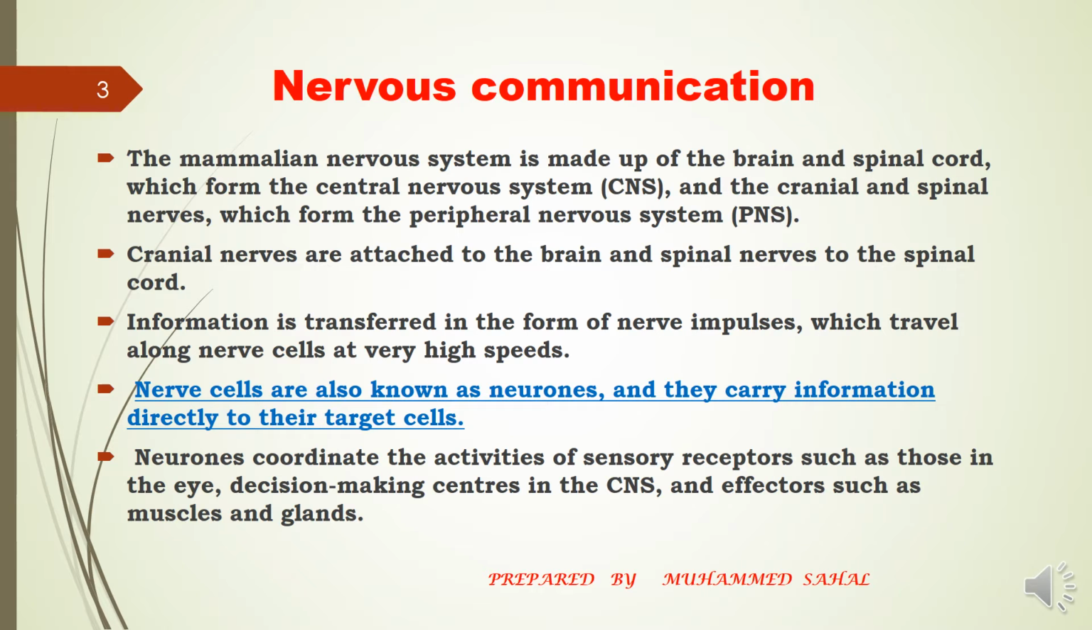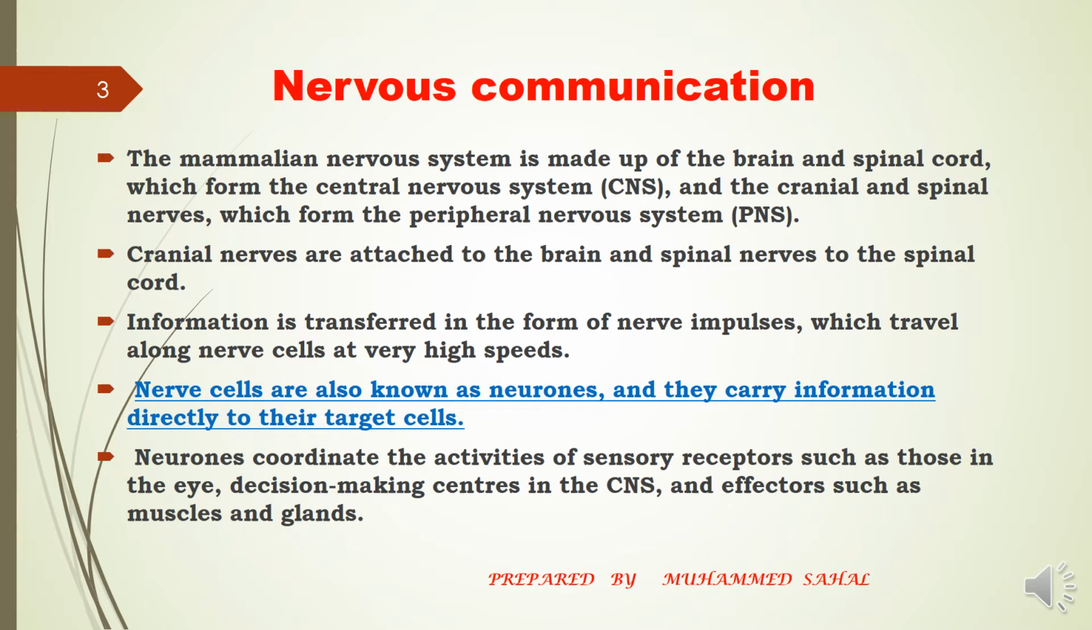Nervous communication. The mammalian nervous system is made up of the brain and spinal cord, which form the central nervous system, and the cranial and spinal nerves, which form the peripheral nervous system. That means nervous system consists of two systems, central nervous system CNS and peripheral nervous system PNS. Cranial nerves are attached to the brain and spinal nerves to the spinal cord.